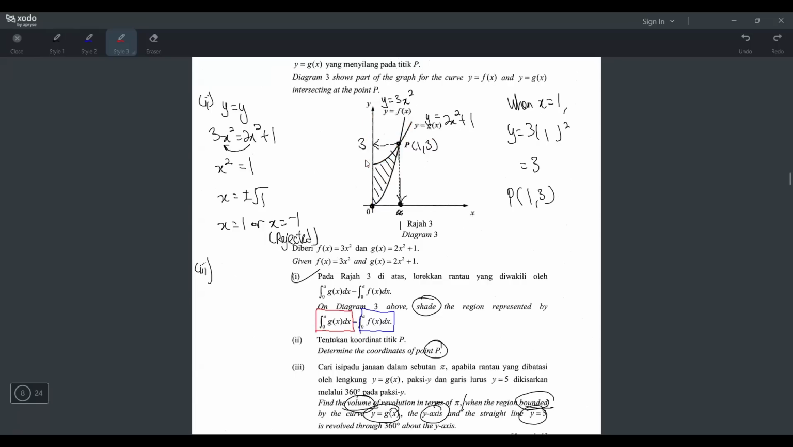So I will erase all these lines, and I will just put a red color. I'll just call this V for now, right? So what they want is actually this region. They want the volume of this, right? So how to find this?